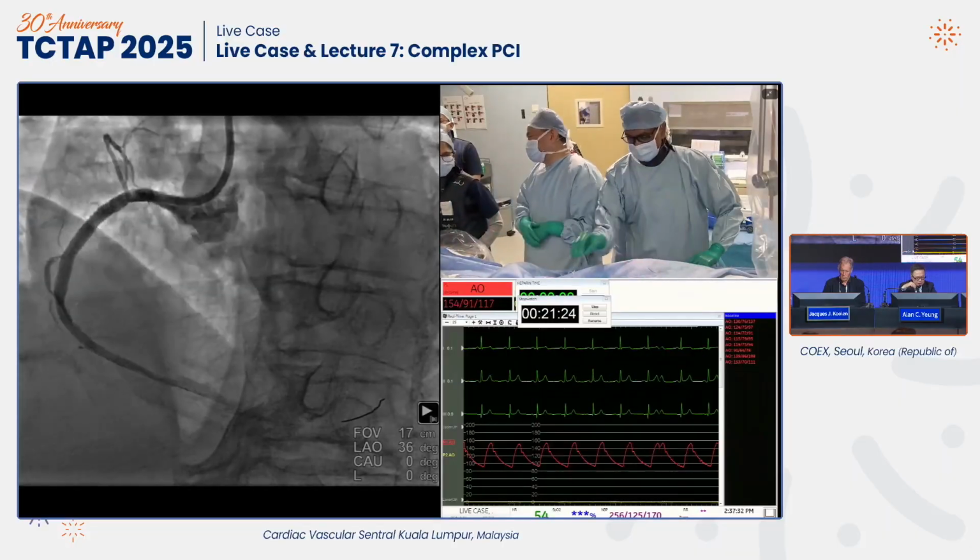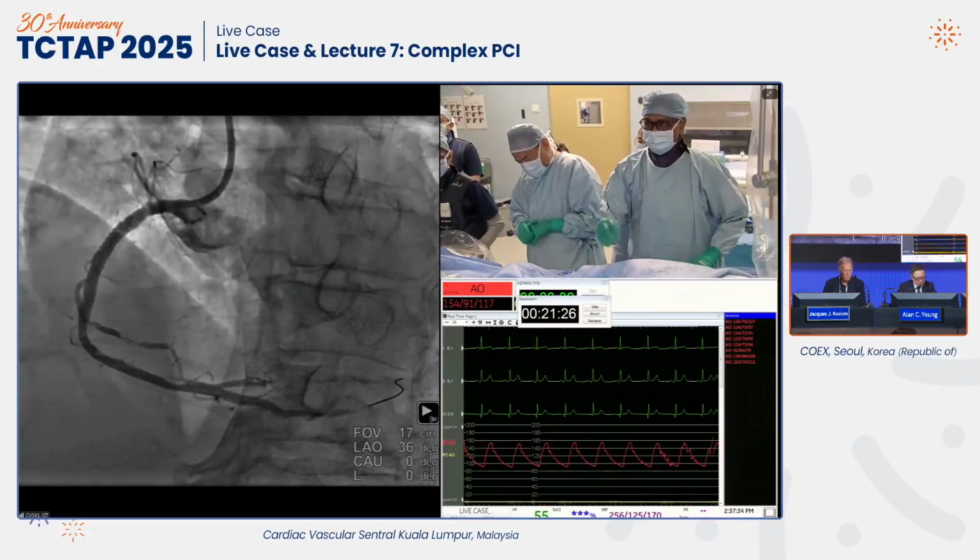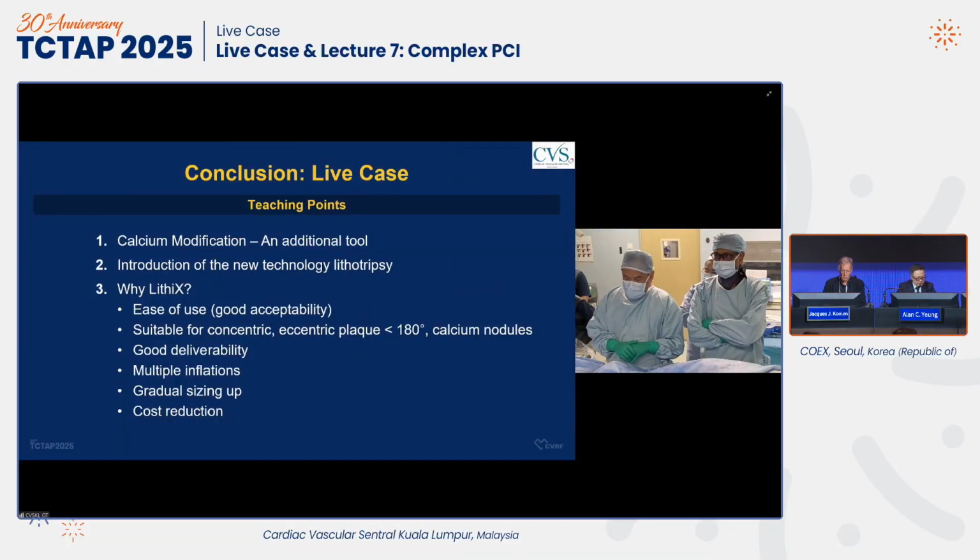Okay, so thank you guys for a really excellent session to show us some new technology and this new Lithrix system. So thank you so much. We're going to move on to our next location. Again, thank you, Rosli, and thank you for leading the team. Thank you very much.